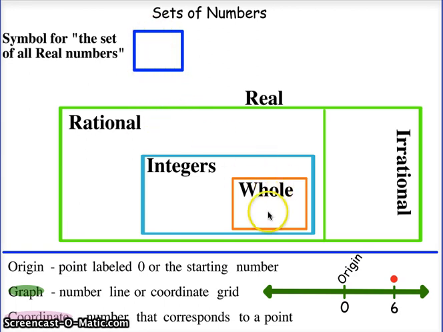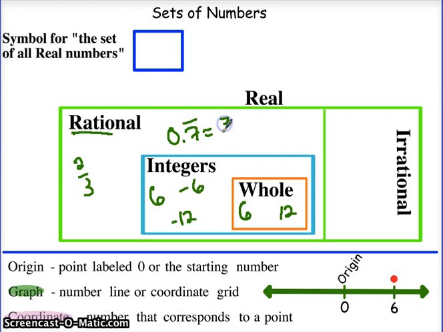Real numbers include whole numbers, numbers such as 6 or 12, the positive counting numbers, integers, which also include negative numbers and positive counting numbers. So 6, -6, -12, things like that. Rational numbers, which are numbers that can be written as fractions. So that's when you put two integers in a ratio, thus the name rational numbers. So things like 2/3 or 0.7 repeating, which again can be rewritten as 7/9. So if it can be written as a fraction, it can be a rational number.